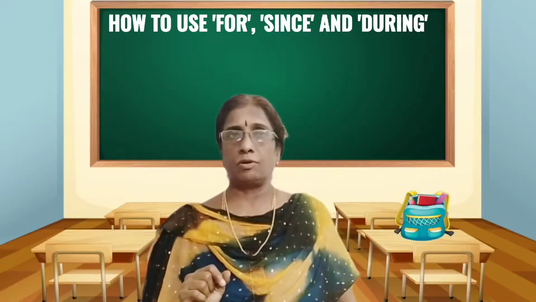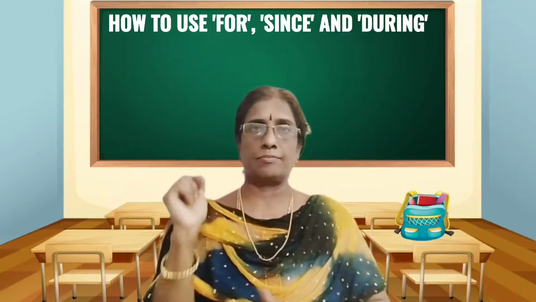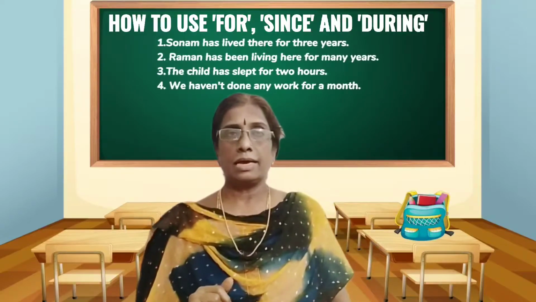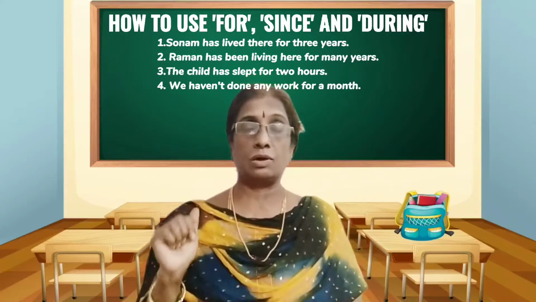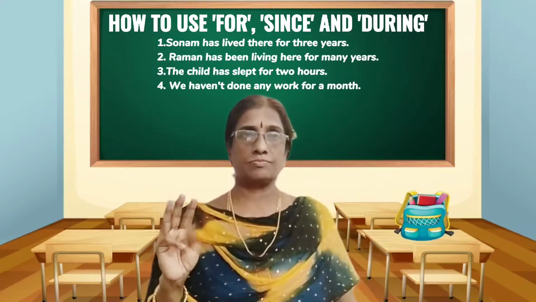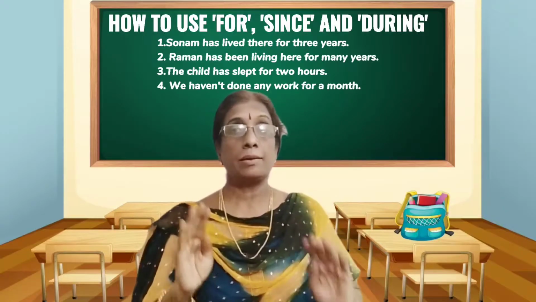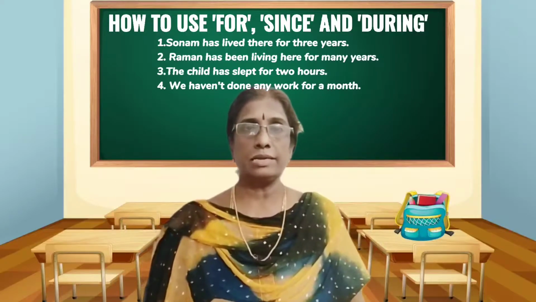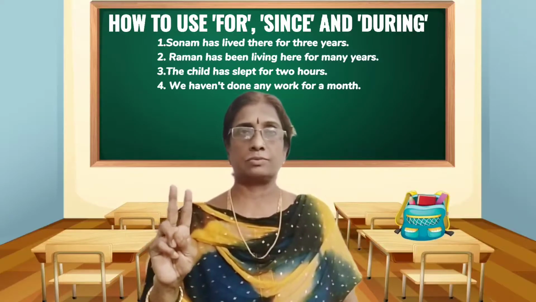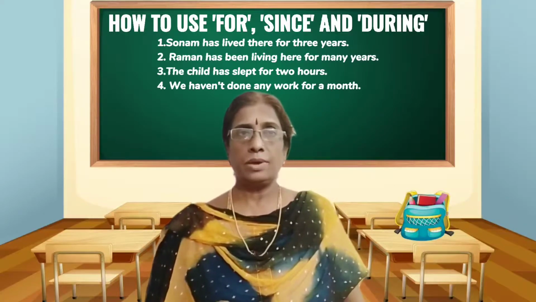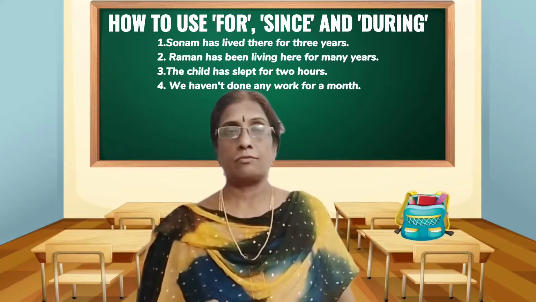So remember, for is used for duration of time or length of time. Sonam has lived there for 3 years. For how long? For 3 years. Raman has been living here for many years. Period of time? Many years. The child has slept for 2 hours. Length of time? 2 hours. We haven't done any work for a month. For how long? For a month.